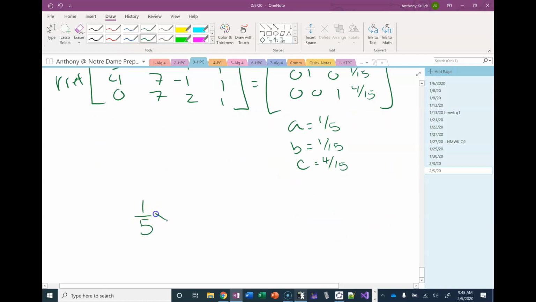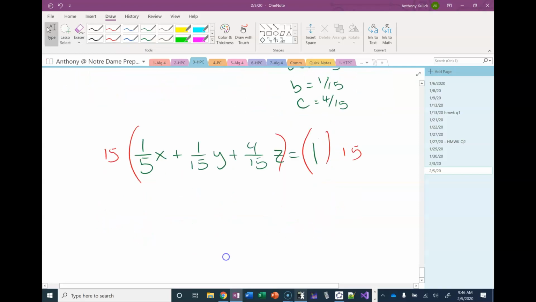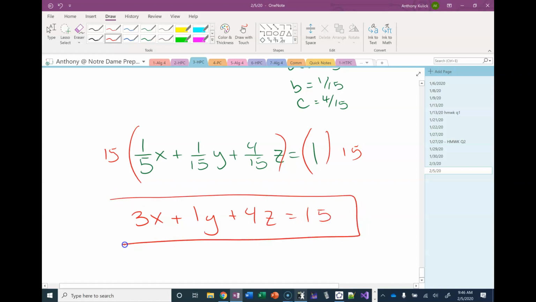So if I plug this back in, I have 1 over 5x plus 1 over 15y plus 4 over 15z is equal to 1. And I have one last little final step, which is that I want to clear the fractions out of this equation. So how would I do that? Multiply both sides by 15. Yeah. So 15 times 1/5 is 3. 15 times 1/15 is 1. 15 times 4/15 is 4. And 1 times 15 is 15. So there is my Cartesian form.